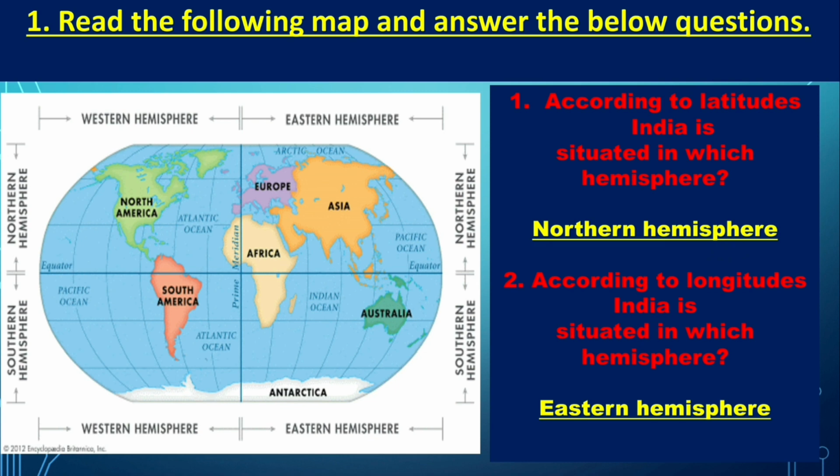The second question: according to longitudes, India is situated in which hemisphere? If the globe is divided into two vertically, India will come in which hemisphere? On the vertical division, there are two hemispheres, the Western Hemisphere and the Eastern Hemisphere. So look at the map. India is located in the Eastern Hemisphere. That is the answer.